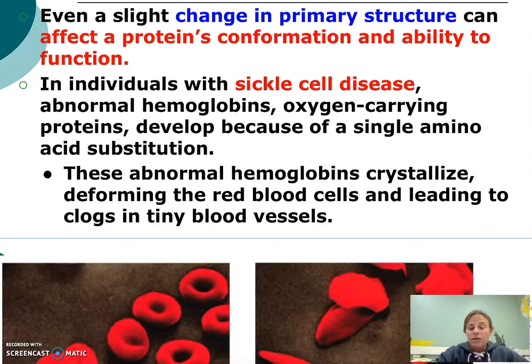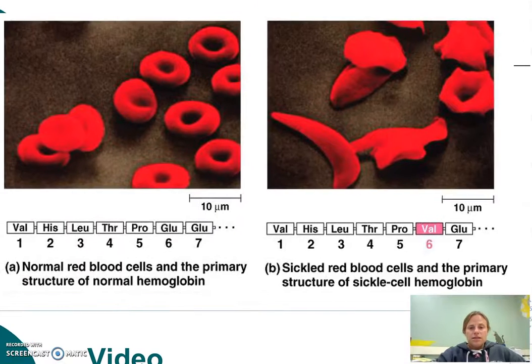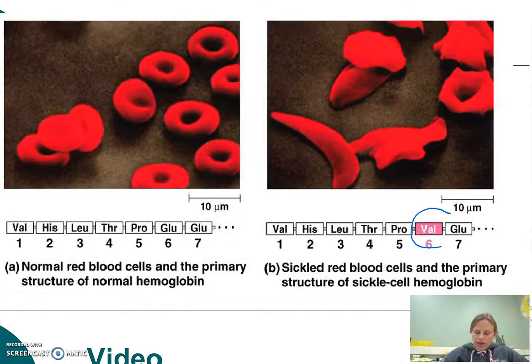These people don't live very long. They often die between 30 and 40, and they are tired all the time. They don't have the oxygen needed to do their daily functions. So as you can see, the way someone might get sickle cell is just one substitution where valine is in the place of glutamic acid.